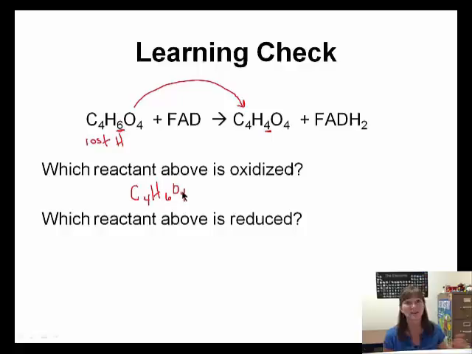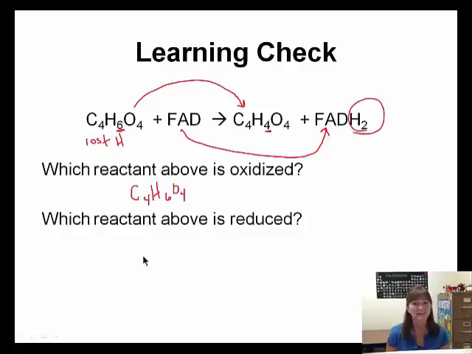Now I could really stop there, assuming I did this right, and say the other one must have been reduced, because redox reactions always go hand in hand. But let's prove it to ourselves. So this FAD molecule ends up gaining 2 hydrogens. So gaining hydrogens is being reduced, so we would say that the FAD was reduced. All right.